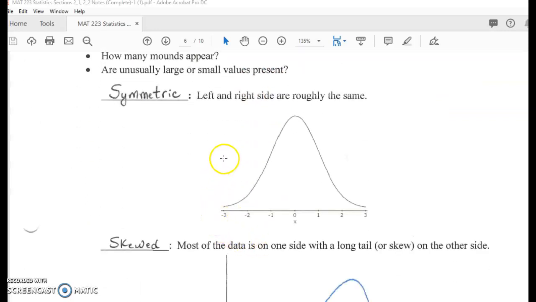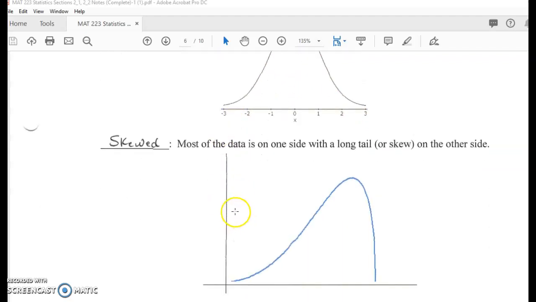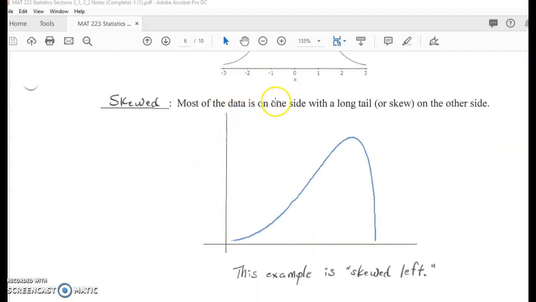A symmetric graph will look similar to this. This one is perfectly symmetric, of course, where the left and the right side are the same, but you don't have to be perfectly symmetric to say a graph is symmetric. They just need to be roughly the same. So we have a nice symmetric graph like this. A skewed graph will look more like this, where most of the data is on one side with a long tail. So you have most of the data over here and a tail on this other side.